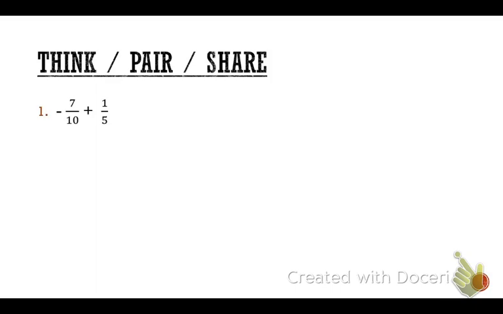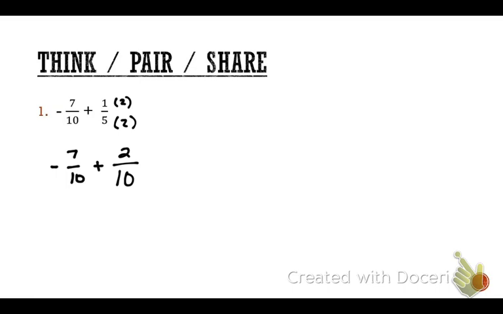First things first, always look for a common denominator. What should my common denominator be? 10. It should be a 10. So we're just going to multiply both of these by 2. Then I drop down negative 7/10, drop down my plus sign, and what is 1/5 now? 2/10. It's equivalent to 2/10.